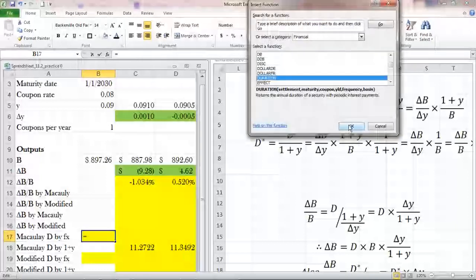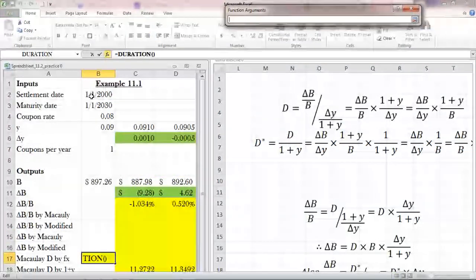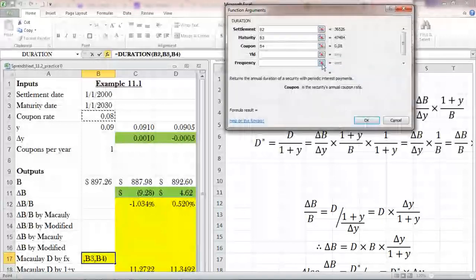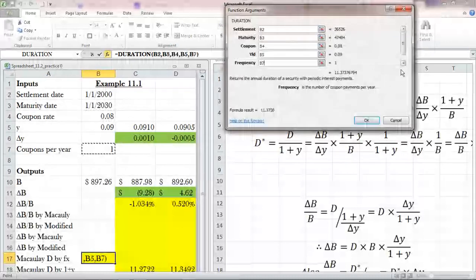Just give it settlement date. Settlement. Here is the settlement. Maturity. Here is the maturity. Give it what it's asking for. Coupon rate. Coupon rate is 8%. Yield. Yield is 9%. Frequency. How many times does it pay coupons? Once a year, right? And there you go. Once a year. Hit OK.